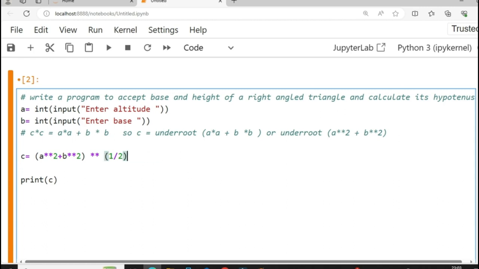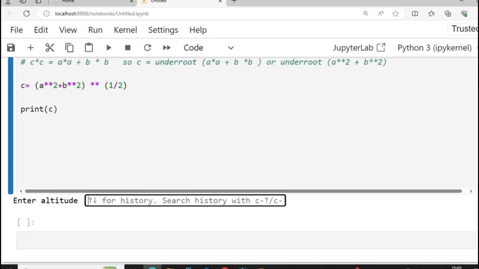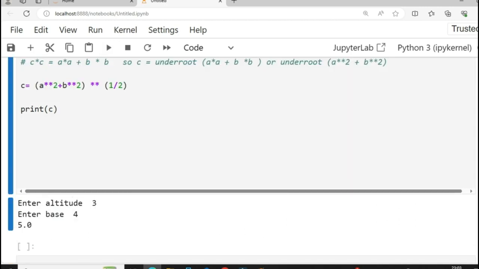So in order to correct this, we can either write to the power 0.5 or we can write to the power 1 by 2 inside the bracket.